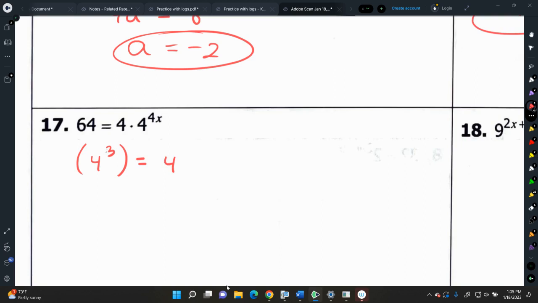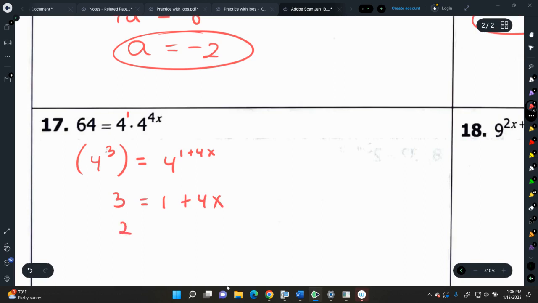what is it? 8x. Where'd you get 8x? So what's this exponent here with this 4? That's a 1. What do we do when we multiply with the same base? We add the exponent. So this becomes 1 plus 4x. So we have 3 equals 1 plus 4x. So 2 equals 4x. So x equals 1/2. Okay.